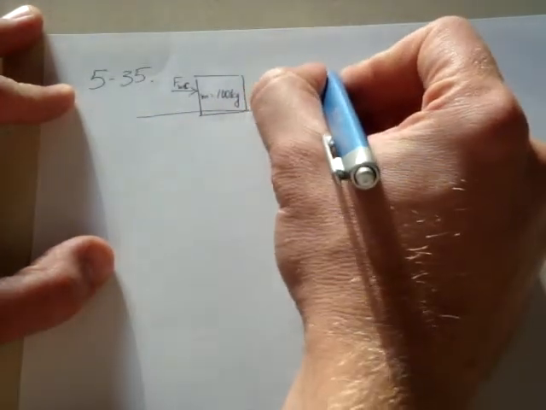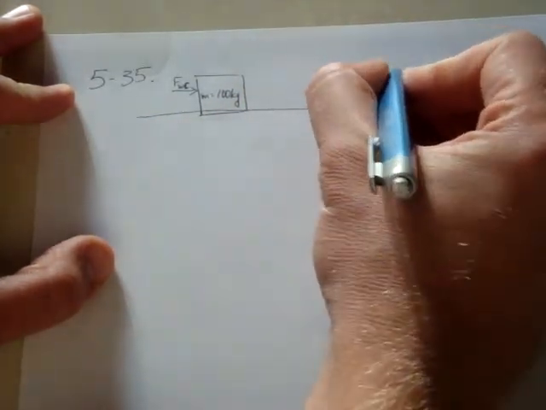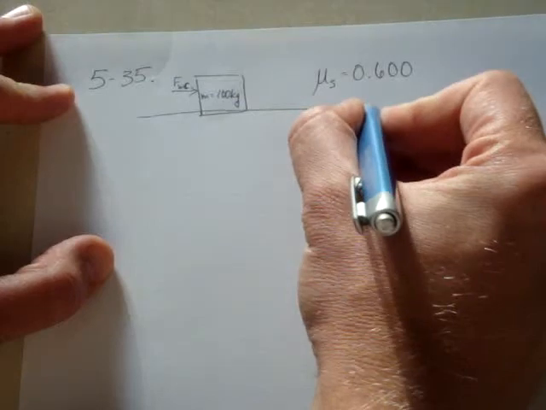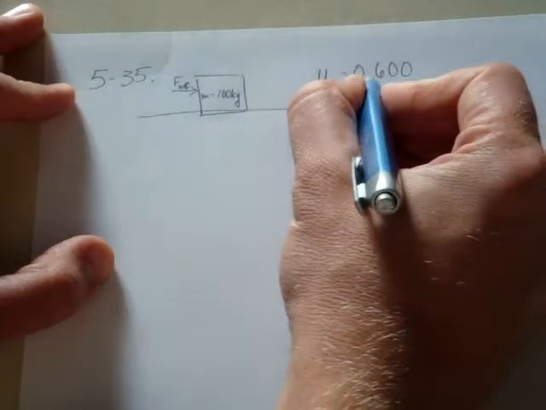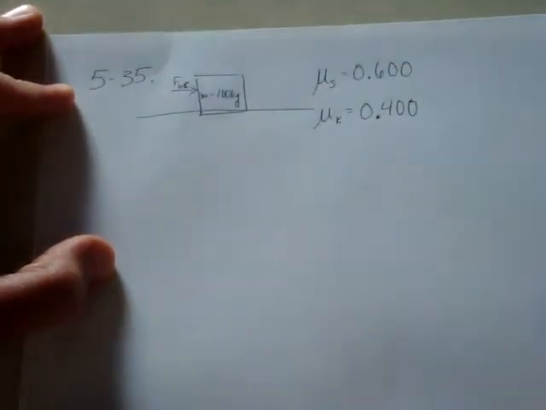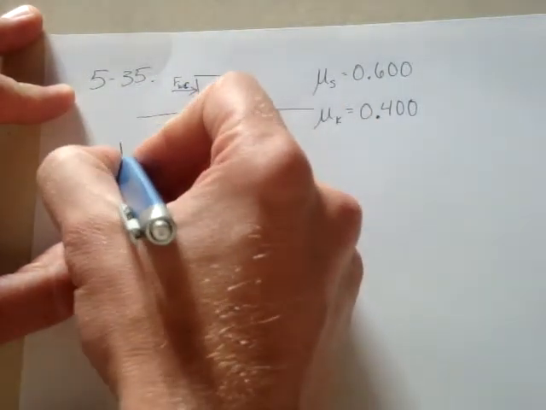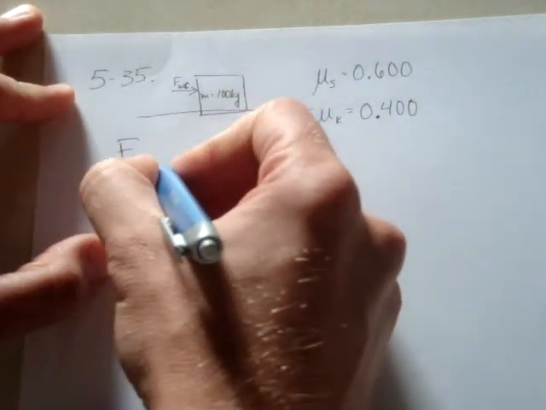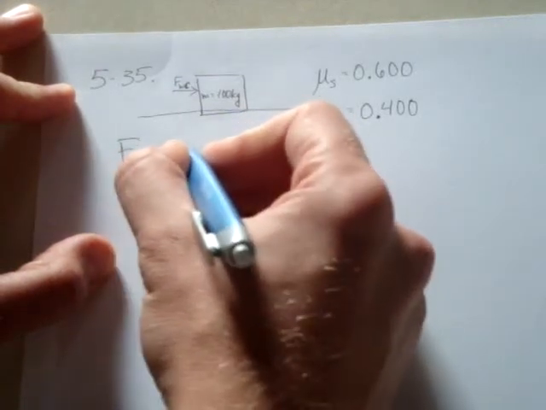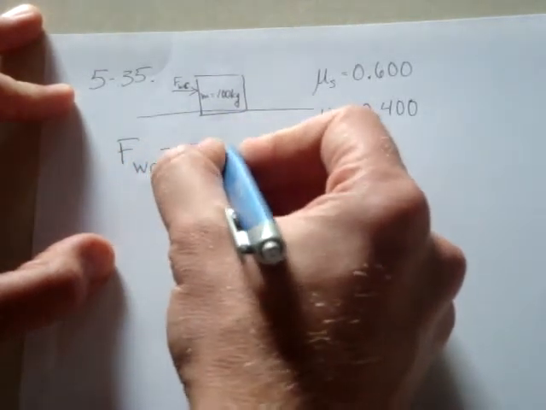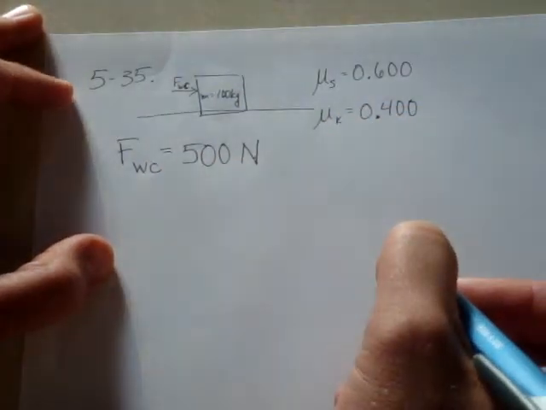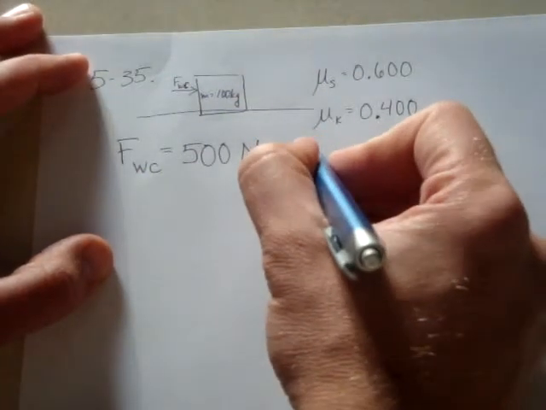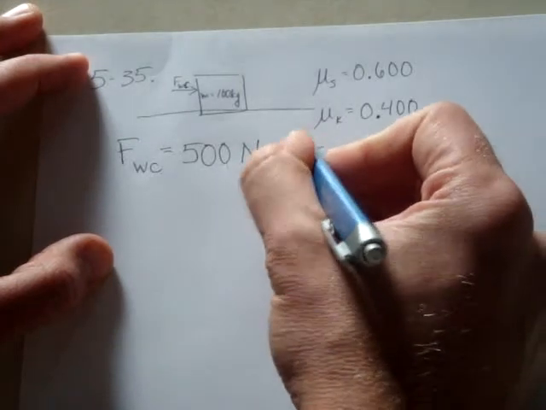It tells us the coefficients of static friction and kinetic friction. That's what these values are. It may be worth noting that the coefficient of kinetic friction here is less than the coefficient of static friction. It tells us that the horizontal force pushing here, the force of the weary worker on the crate, is equal to 500 newtons. And it asks us, find the magnitude of the frictional force. So what is the magnitude of the frictional force here?